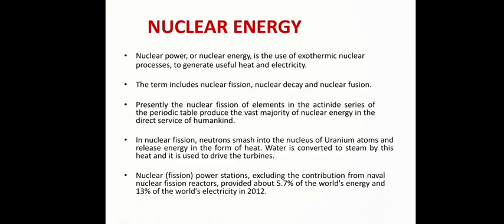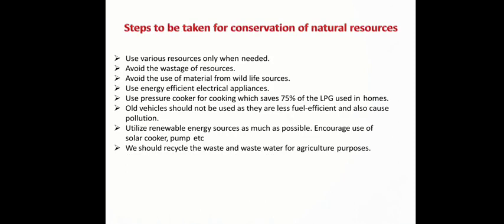Then the next one is nuclear energy. Nuclear energy is the use of exothermic nuclear processes to generate useful heat and electricity. The term includes nuclear fission, nuclear decay, and nuclear fusion. Nuclear fission of elements in the actinide series of the periodic table produces the vast majority of nuclear energy in the direct service of humankind. Nuclear fission means neutrons smash into the nucleus of uranium atoms and release energy in the form of heat. Water is converted into steam by this heat and used to drive turbines.